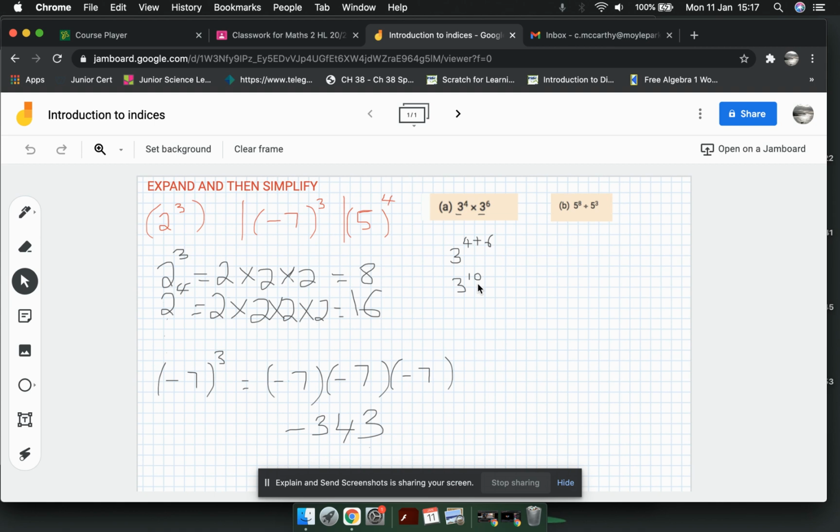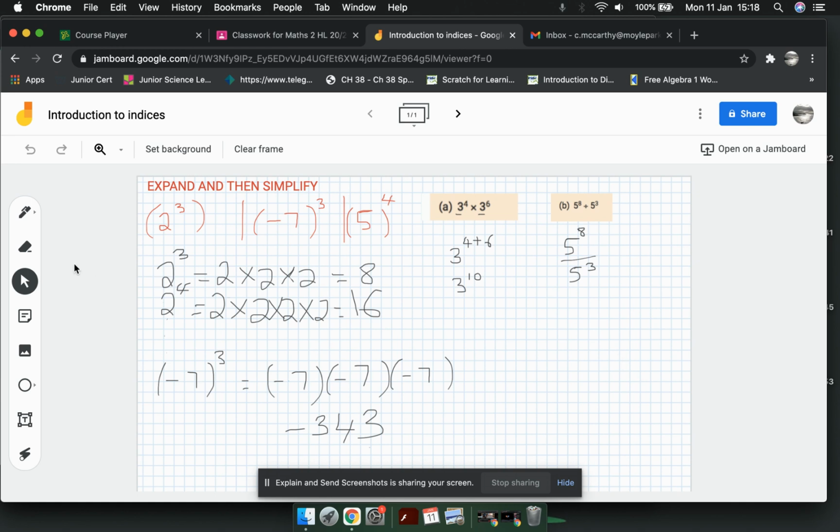What if I'm dividing? Well, it's very similar. We're going to rewrite this as 5 to the power of 8 over 5 to the power of 3. The reason I can rewrite that is because a fraction like this really means division. 5 to the power of 8 over 5 to the power of 3 means 5 to the power of 8 divided by 5 to the power of 3.